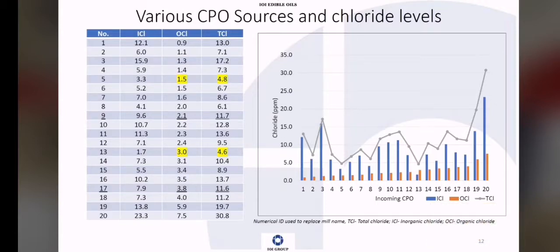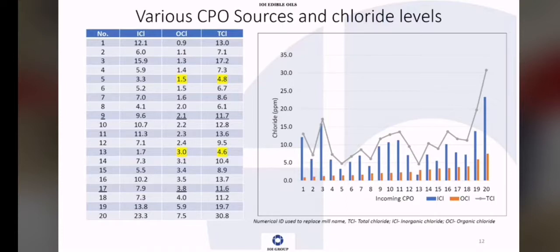We tested various CPOs coming to our refinery, and you'll see that we tested inorganic chloride, organic chloride, and total chloride. These are done from time to time, and it gives us an idea of the quality of the incoming CPO and what we're going to get once we refine the oil. You'll see there's a wide range in the organic chloride content in the oil. We've highlighted some of them.